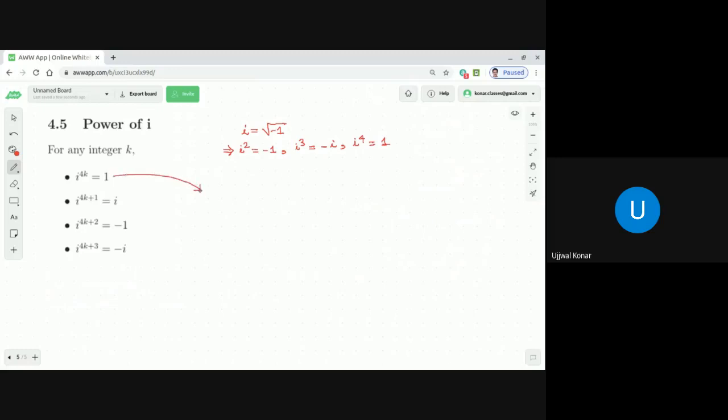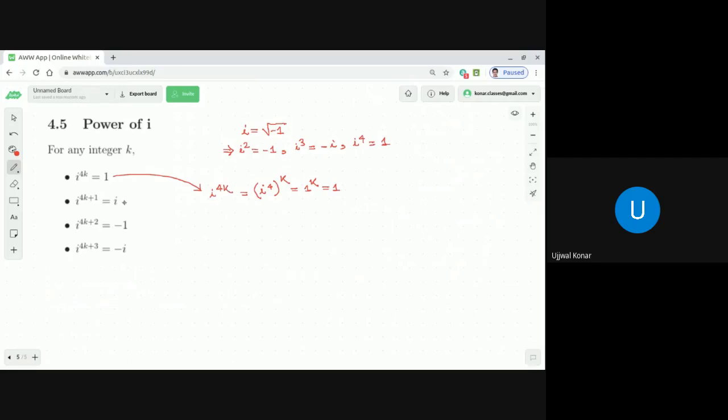So what is i power 4k? i power 4k is equal to, we know from the laws of indices, i power 4 power k. Correct, or not, dear students? And we just found that i power 4 is equal to 1. So as we found that i power 4 is equal to 1, then what we can say is that it is 1 to the power k. 1 to the power k is equal to 1. Correct or not?